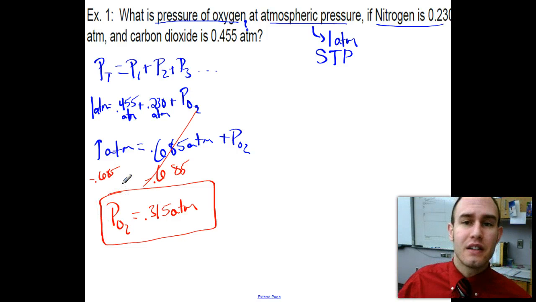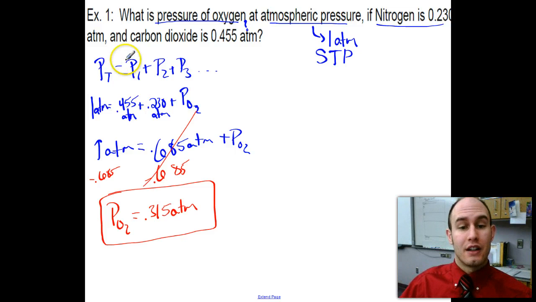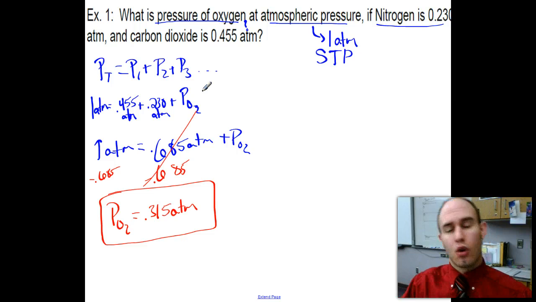So that's pretty easy to use Dalton's law there, and you just need to know it and have it written down on your equation sheet. You will also find it on the back of your periodic table.